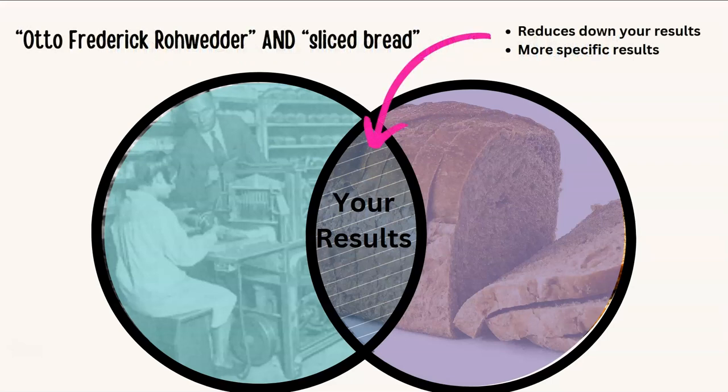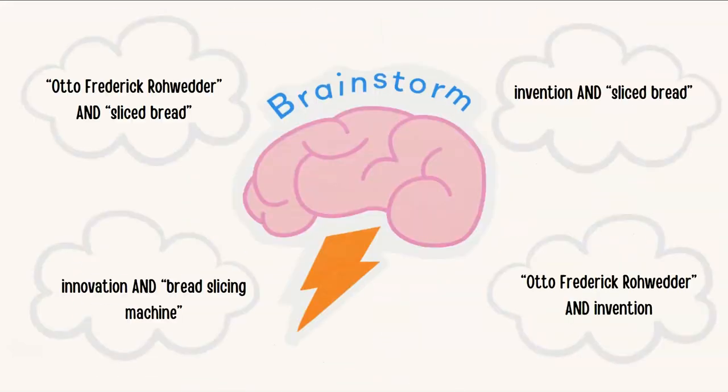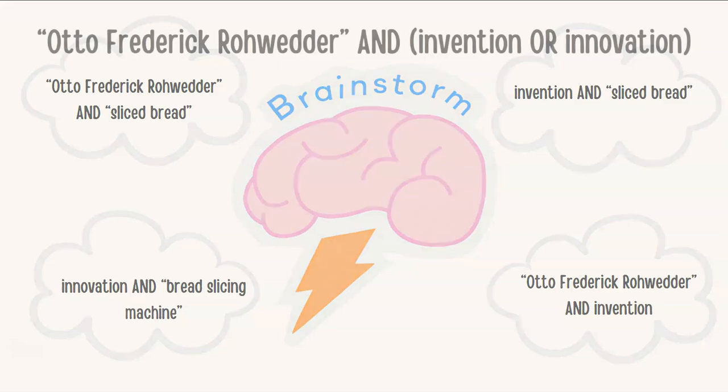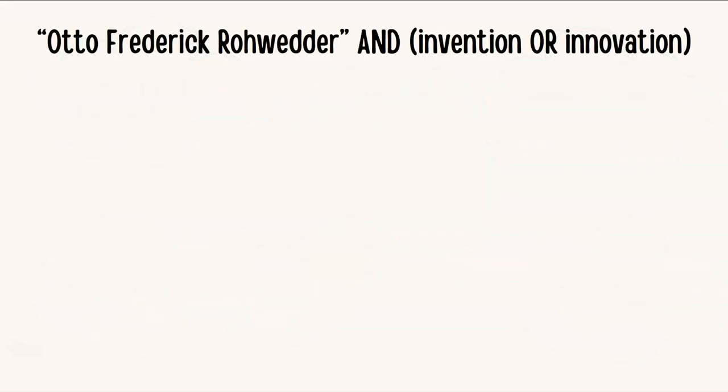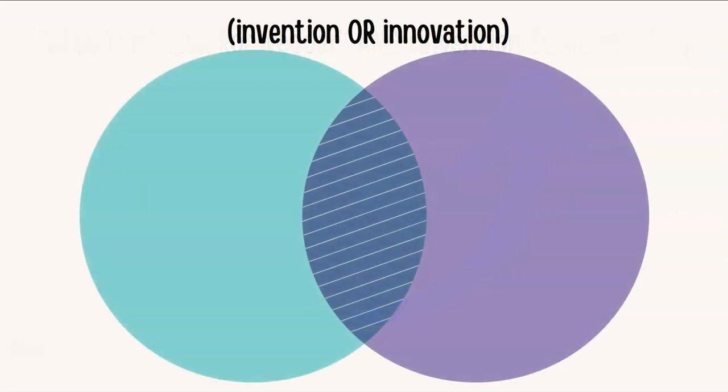But if we get too specific, we can use or to give us a little bit more. Or gives you more. So I could search for, with my brainstorming ideas, some of these different synonyms to help. I could do our inventor and invention or innovation. Invention or innovation here, we could use that to expand. Invention or innovation is this entire Venn diagram.